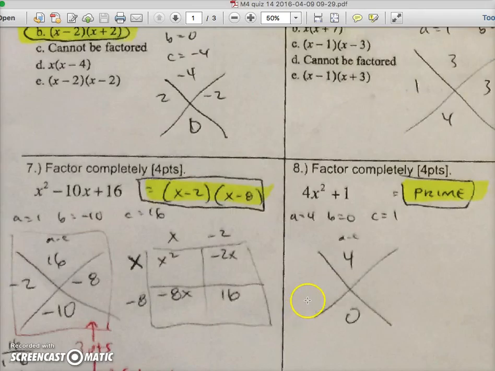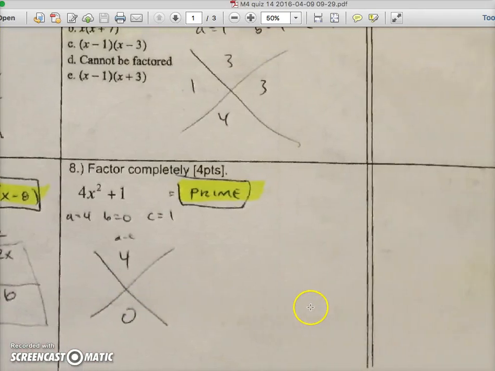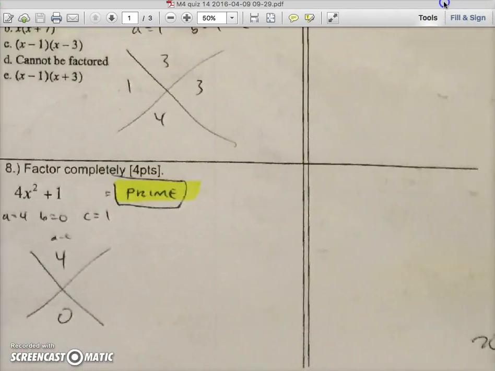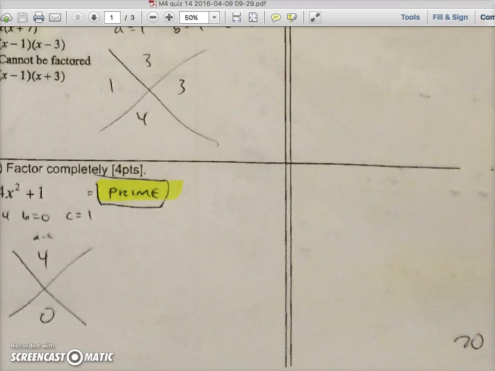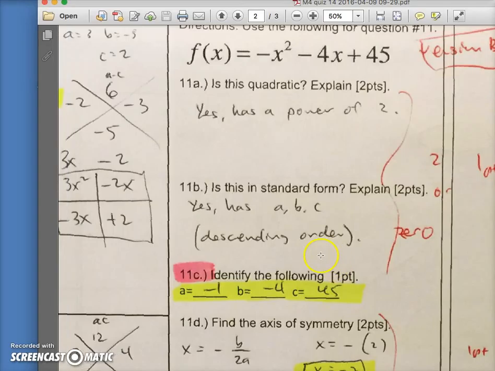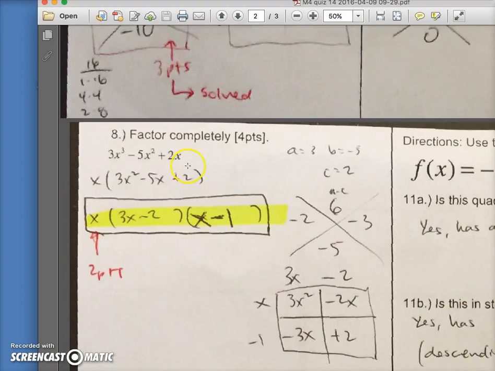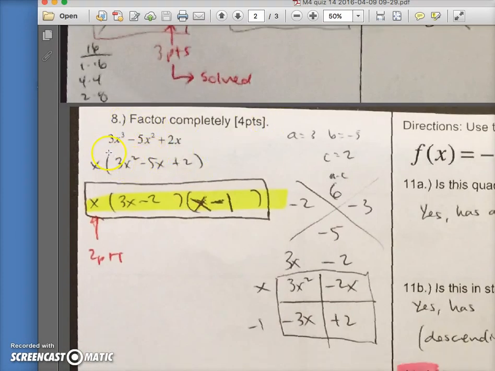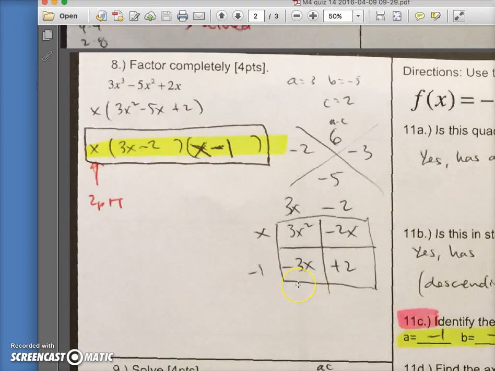All right, that side was out of 20. Let's go ahead and go to the back side. Let's go a little faster, running out of time. Factor completely. If you realize you have a GCF of an x, and if you got the GCF, I give you 2 points, and you also need to keep factoring. You'll get 3x minus 2 and x minus 1. If I'm going too fast, just pause the video and copy.